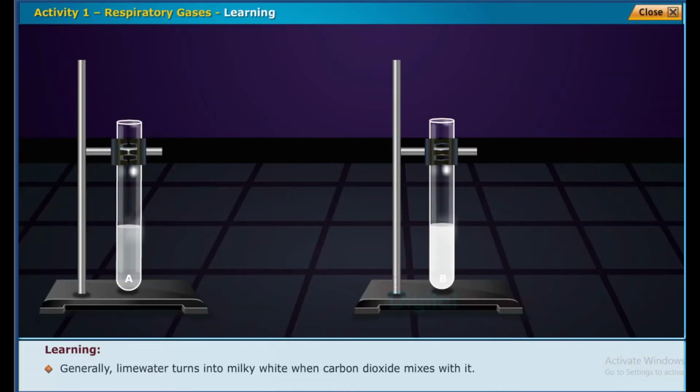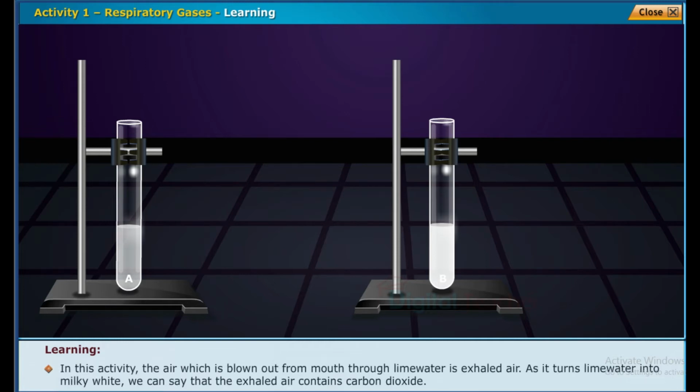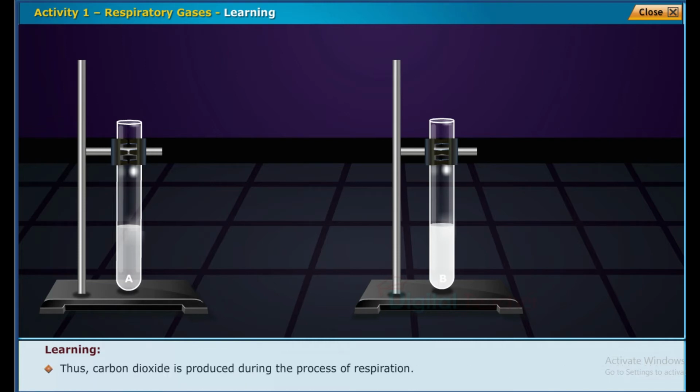Generally, lime water turns milky white when carbon dioxide mixes with it. In this activity, the air which is blown out from the mouth through lime water is exhaled air. As it turns lime water milky white, we can say that the exhaled air contains carbon dioxide. Thus, carbon dioxide is produced during the process of respiration.